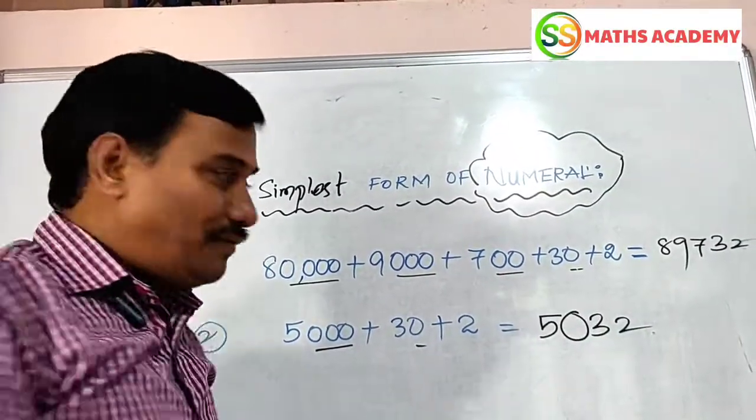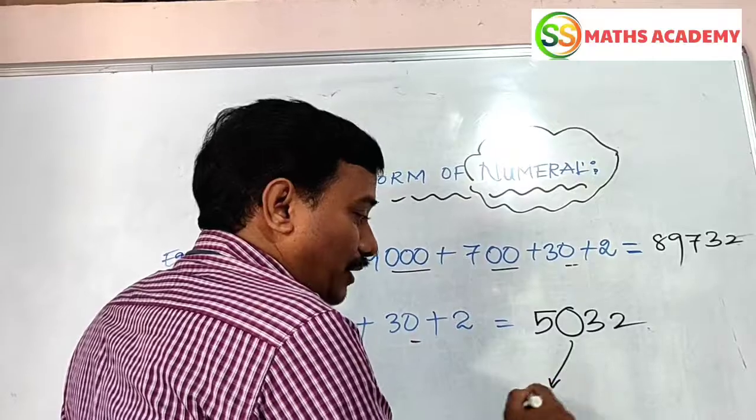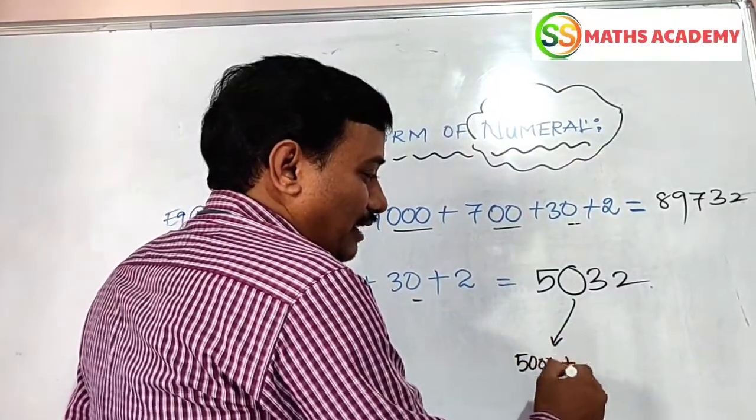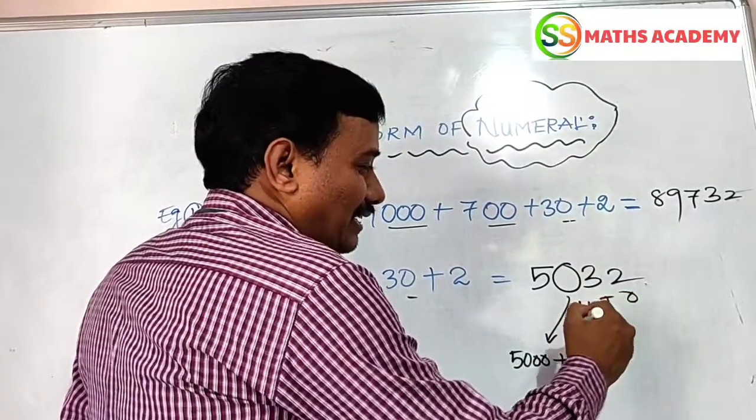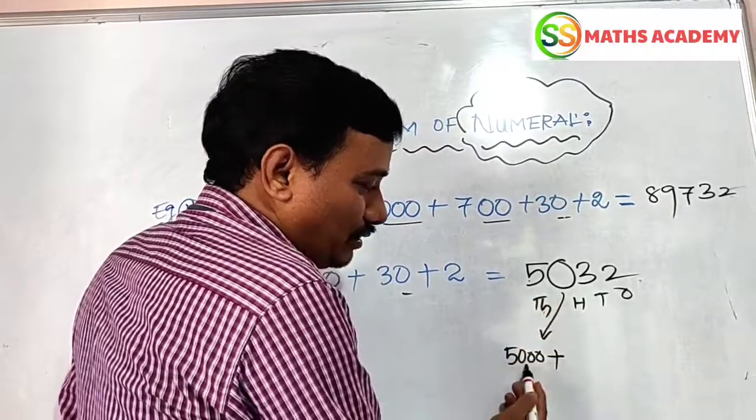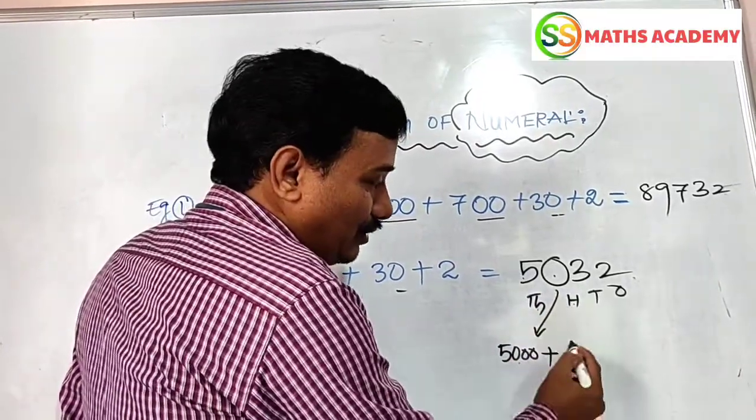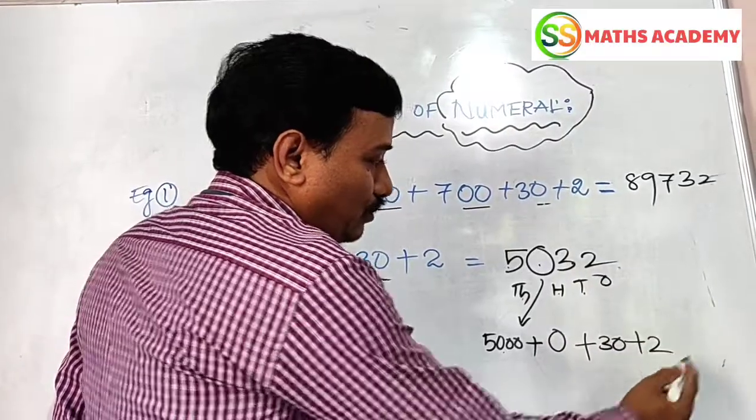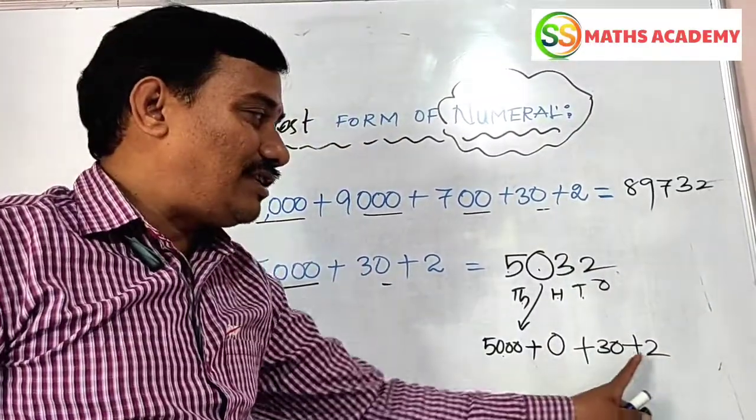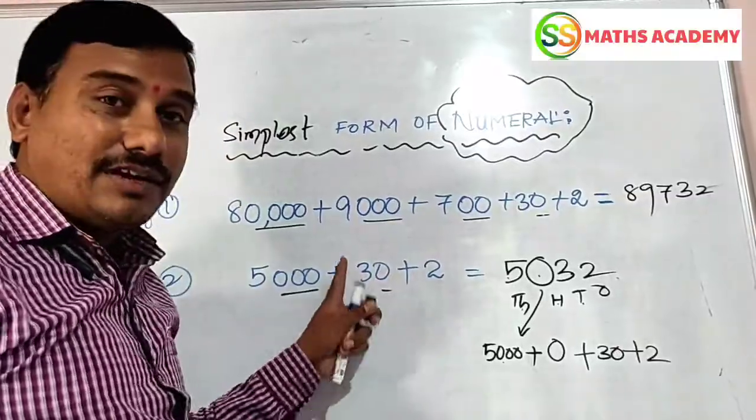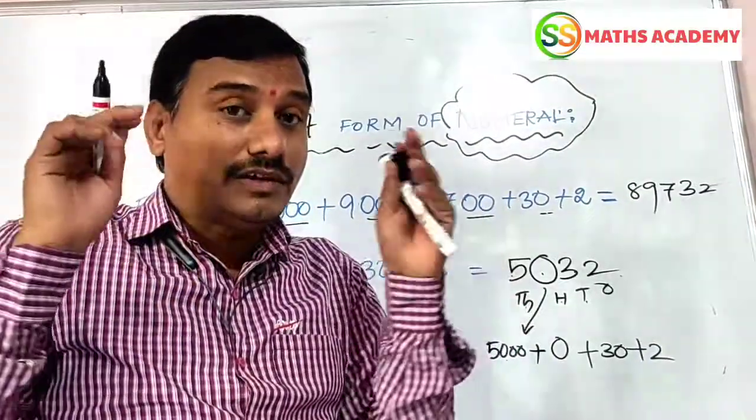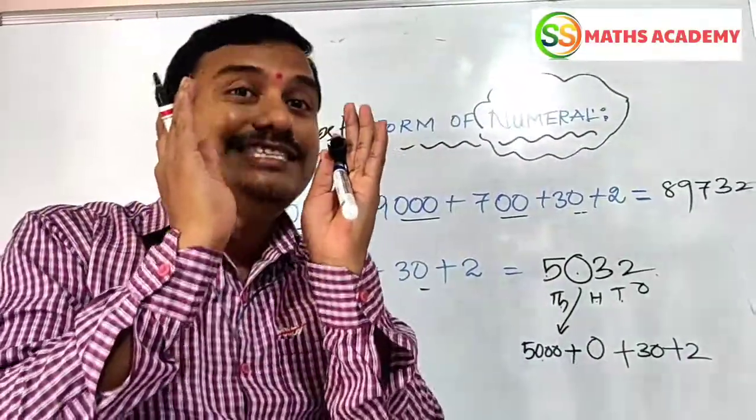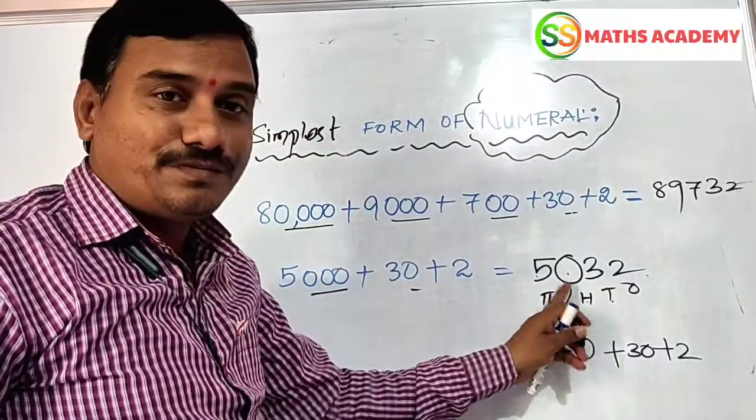5,032. In expand form, 5,032 we have written as 5,000 plus, using ones, tens, hundreds, thousands: 1000 into 5, 5,000. 100 into 0, 0 only. Plus 10 into 3, 30, plus 1 into 2. 5,000 plus 0 plus 30 plus 2. Here 0 is not given, but in our internal idea, we have to keep the hundreds position as 0.